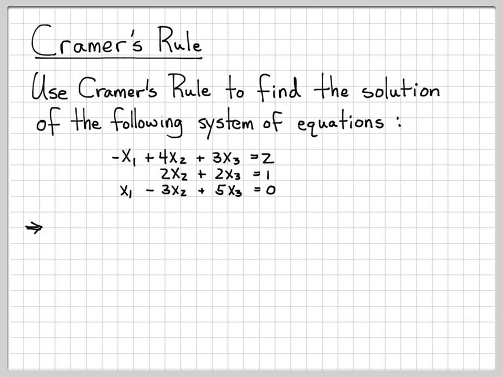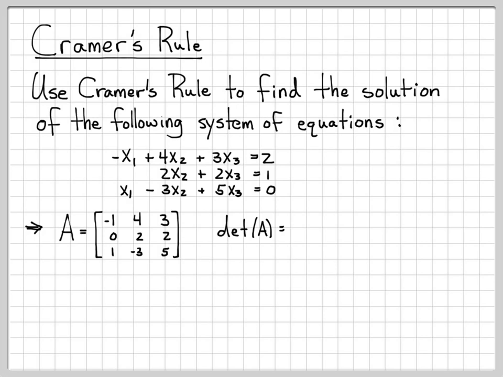The first thing we need to do for using Cramer's rule is put this into kind of a matrix format. So I'm going to form my coefficient matrix: -1, 4, 3, 0, 2, 2, and 1, -3, 5. These are just the coefficients of the unknowns from each equation. And then I need to compute the determinant of this matrix. That's one of the things that I need to know to be able to use Cramer's rule.